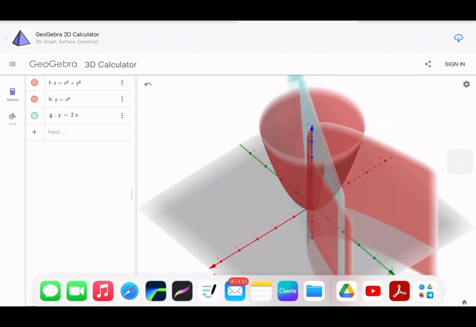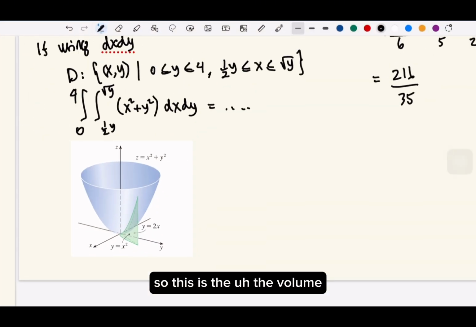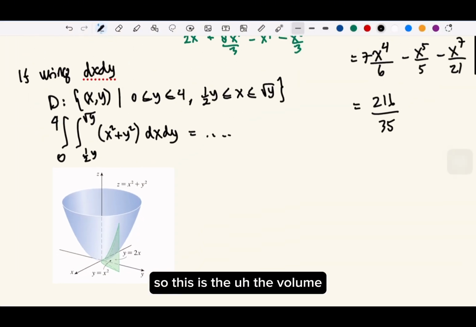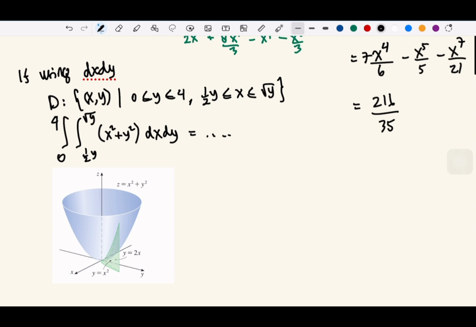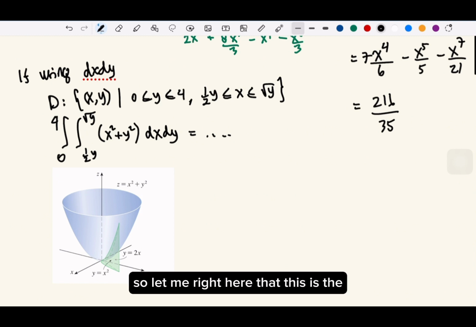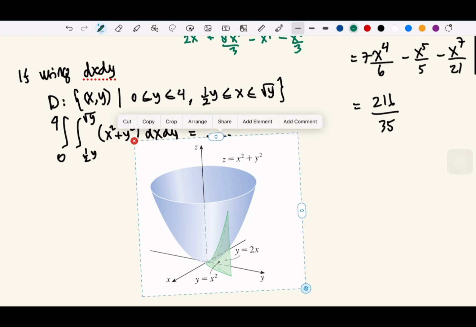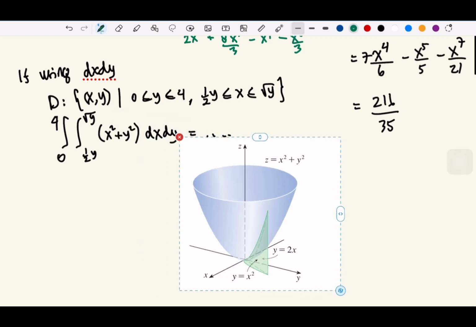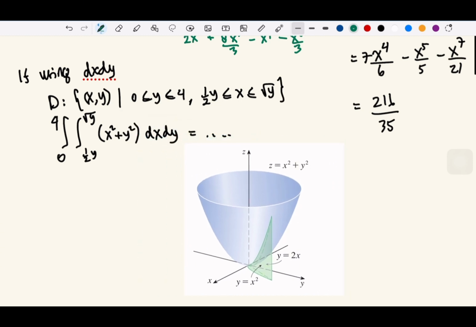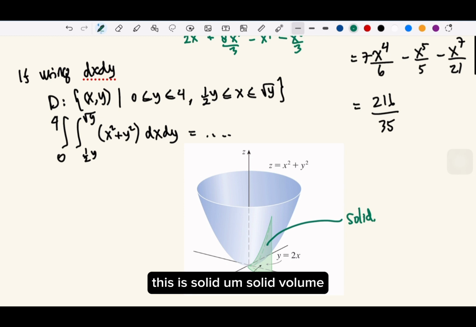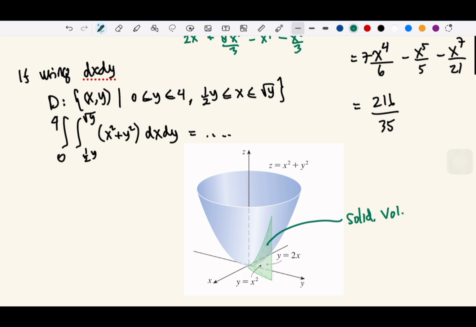Okay. So this is the volume. Okay. So let me write here that this is the. Let me make it bigger a little bit. So this is the solid. It's a solid, solid volume.